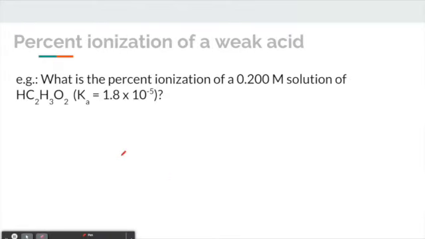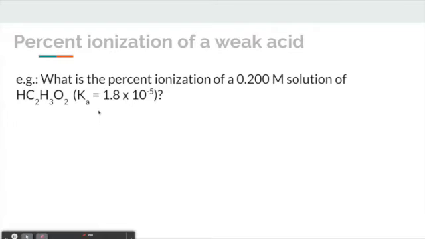Here's another type of problem that you're sometimes asked to do. Find the percent ionization of a weak acid. So we want to know what's the percent ionization of a 0.2 molar solution of this acid here. This is acetic acid, and the Ka is given to us. So to find a percent ionization, you just kind of use some common sense, and you know what percent means, and just think about what that might possibly be calculated by. But start with a RICE chart.